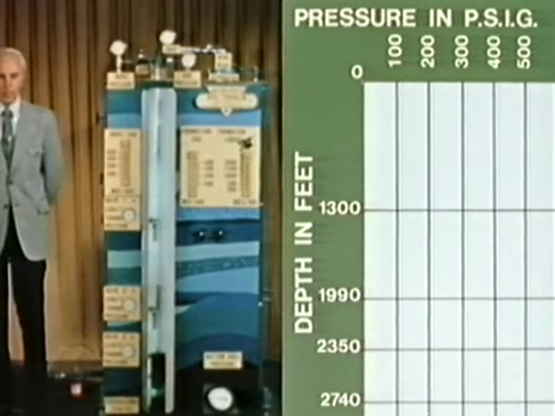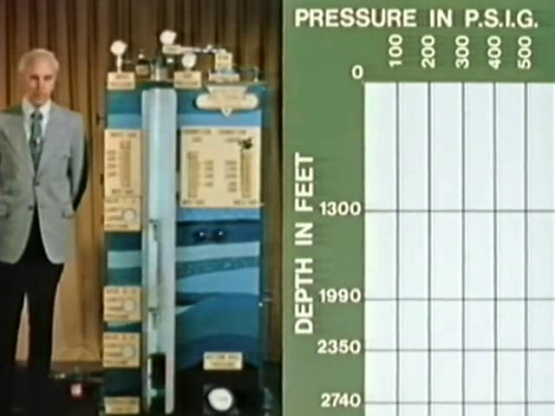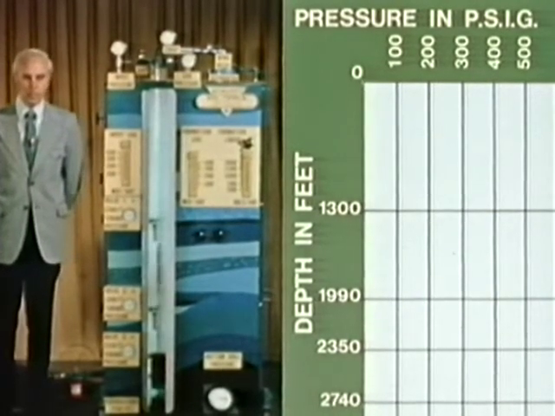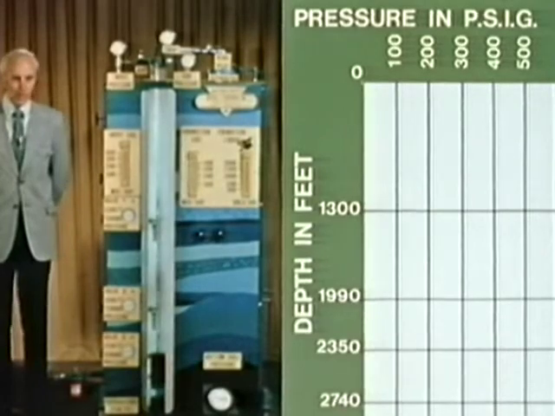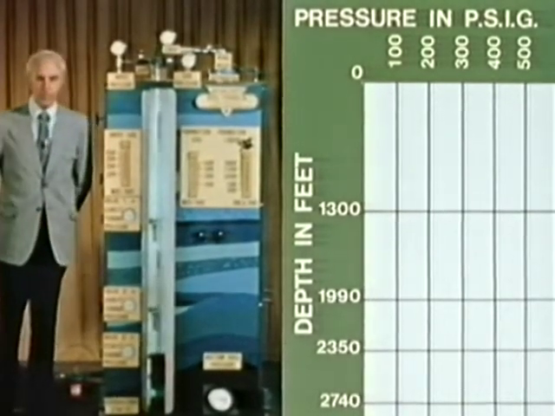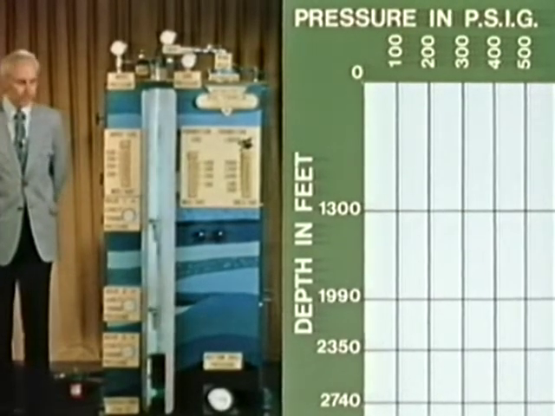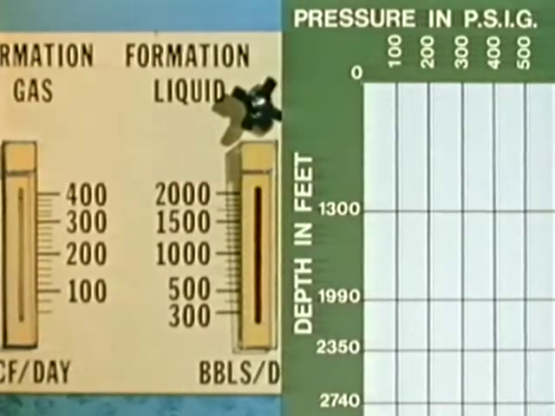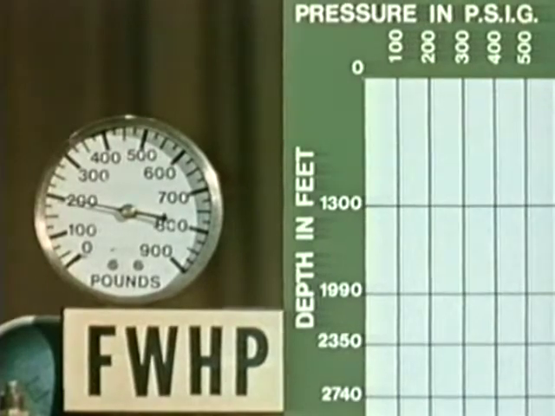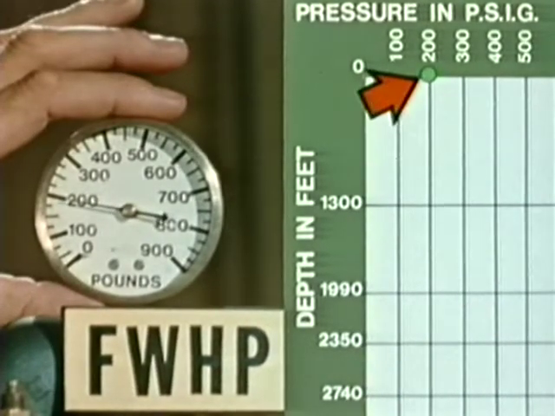We have become acquainted with the physical aspects of the well model and with the graph that we will use. Now, let's move on to our second objective and study the well model in its flowing condition to learn what is meant by the term pressure gradient. We are producing 1,000 barrels of liquid per day and 400,000 cubic feet of gas per day from the reservoir. Our flowing wellhead pressure is 200 pounds per square inch.